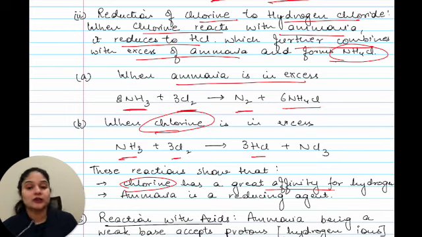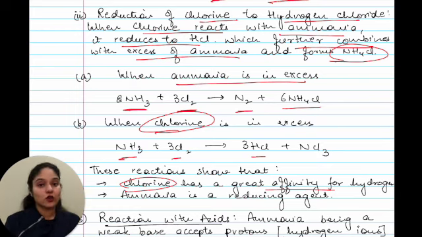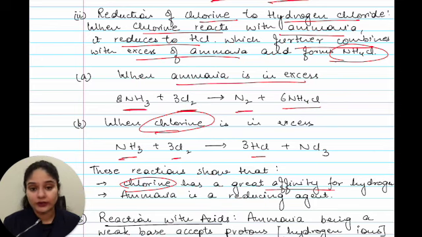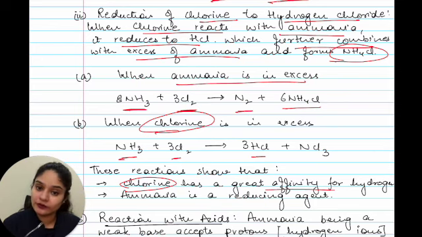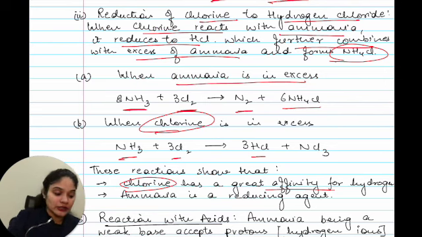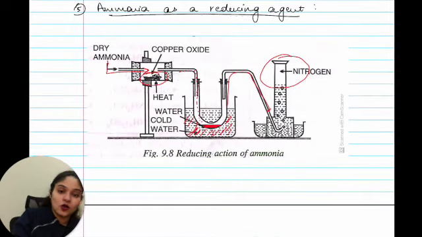They can ask questions like: give an example, or how would you prove that chlorine has great affinity for hydrogen with the help of an equation. You should be able to give this equation. They can also ask how you would show that ammonia is a reducing agent with the help of an equation. You can take up these equations, or you can take up the copper oxide equation.